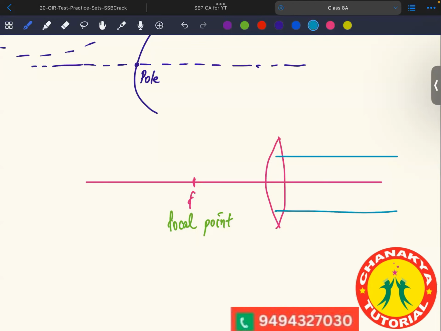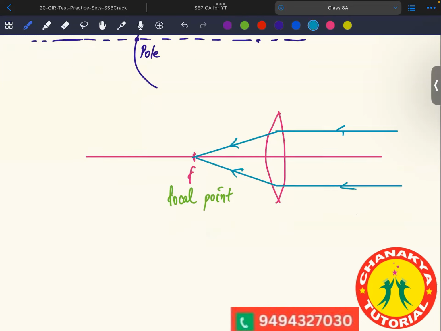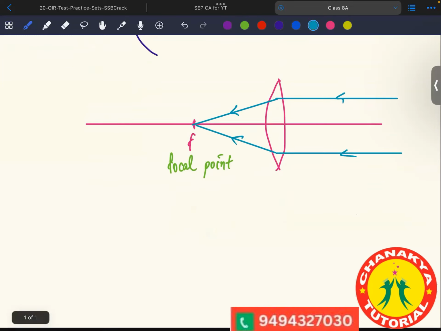Like I told you in mirror, if any rays are coming from infinity, those will converge at the focal point. Likewise, here also, if rays are coming from infinity, they will converge at this focal point. So when we talk about lens, we say that the power of lens is always equal to 1 upon f. Can you tell me what is f here?